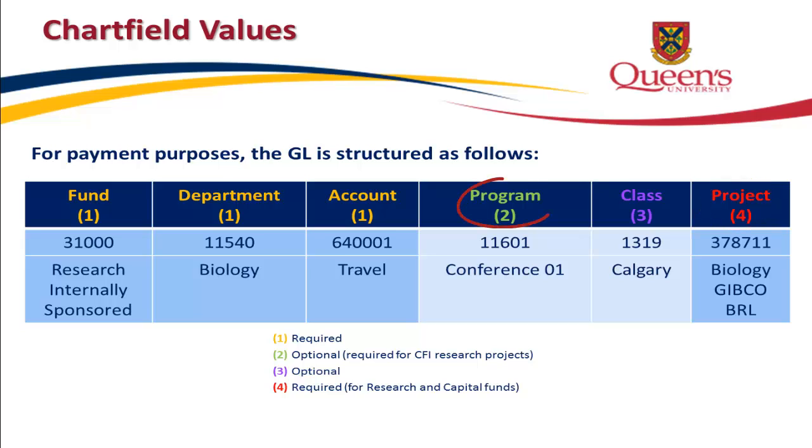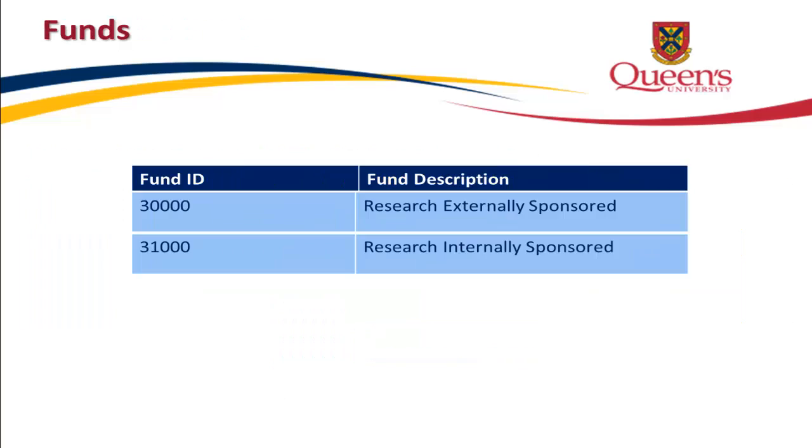The program field is optional, with the exception of projects funded by the Canada Foundation for Innovation, and the class field is optional. With the exception of mandatory chart field values, departments may determine the level of detail they use when recording research expenses. Funds are 5 digits in length.